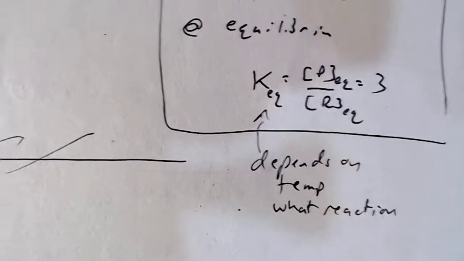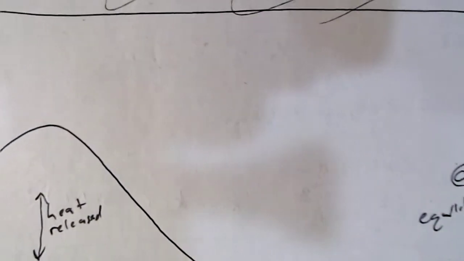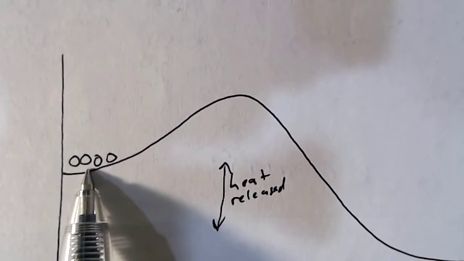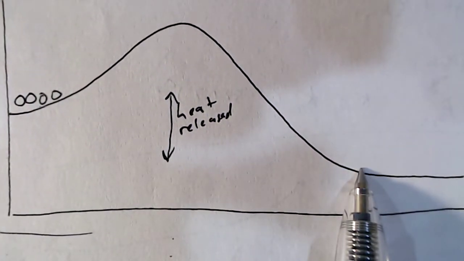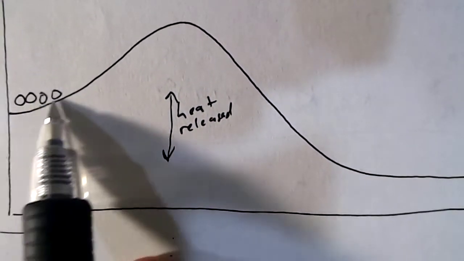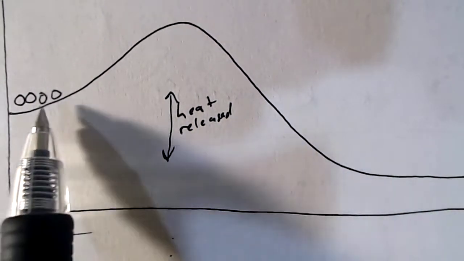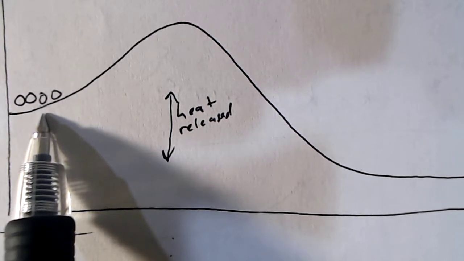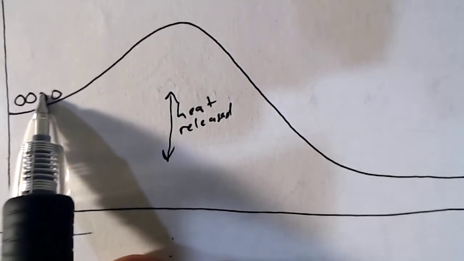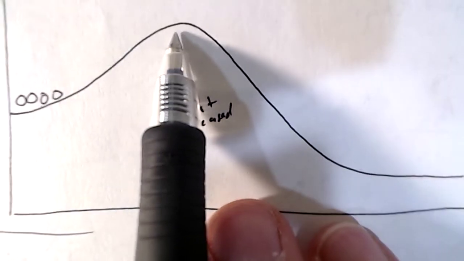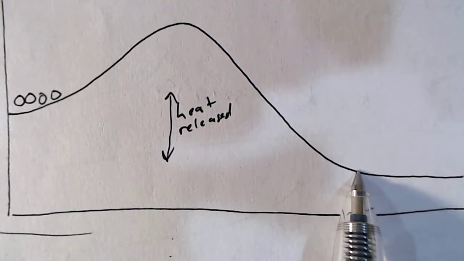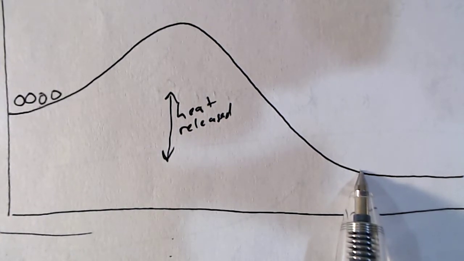So let's go through a couple scenarios. Let's say that we start with 4 reactant particles and no product particles. Will we necessarily get 3 products and 1 reactant if we just leave these all in a pot? No. These particles may not be able to roll over that activation energy barrier. They may not be able to turn into product. And so you may not ever achieve an equilibrium.